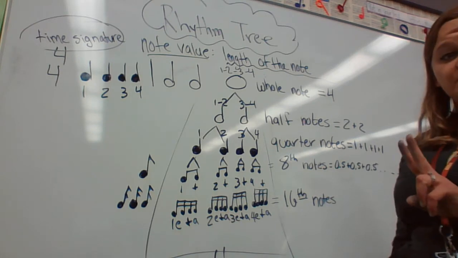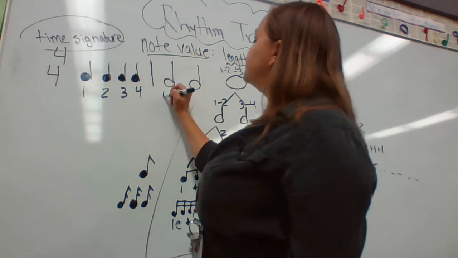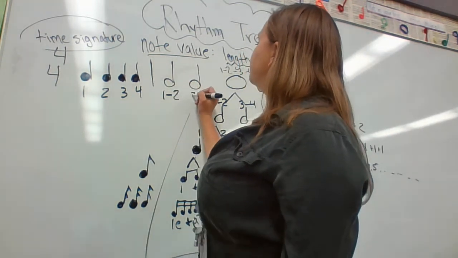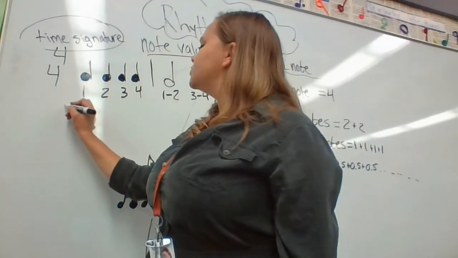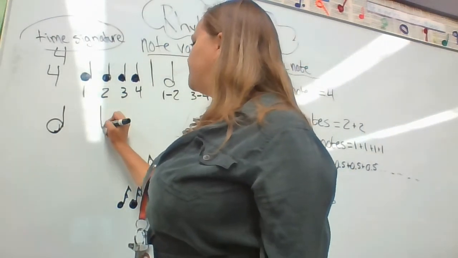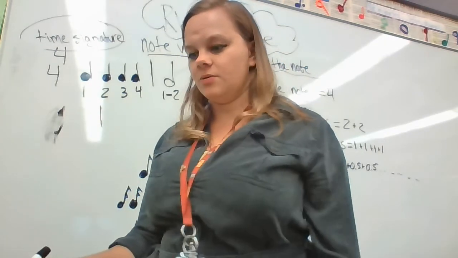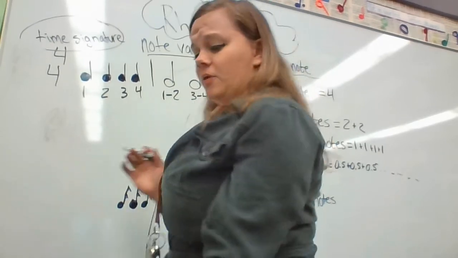Half notes get 2 beats, and here I have 1, 2, 3, 4. So I would draw it the same way. 1, 2, 3, 4. Now maybe in our next measure we get really crazy and we start mixing it up. I'll draw this in order. Oh my gosh, I really need to not use my hand on my whiteboard.